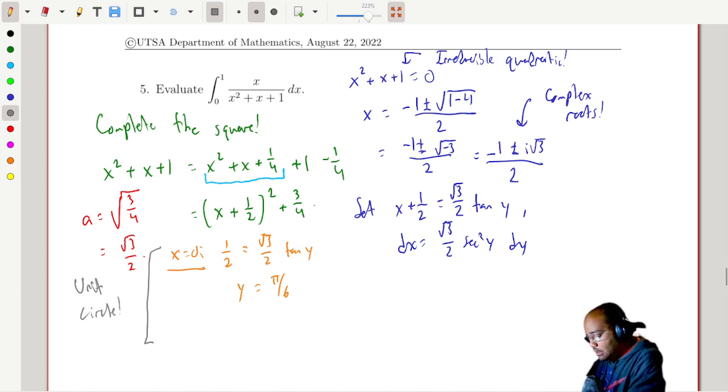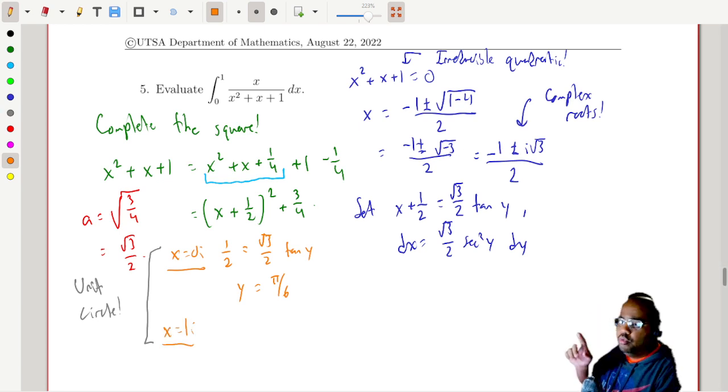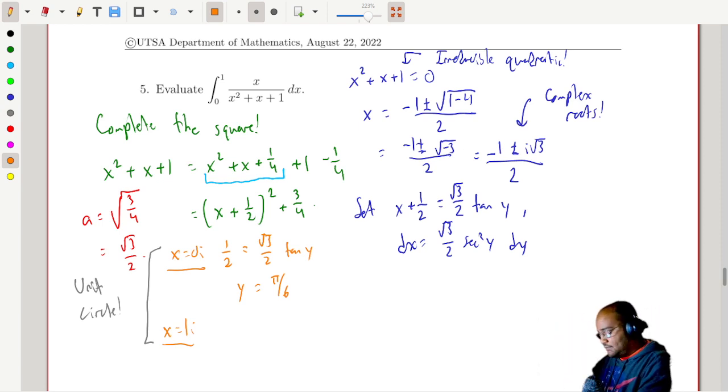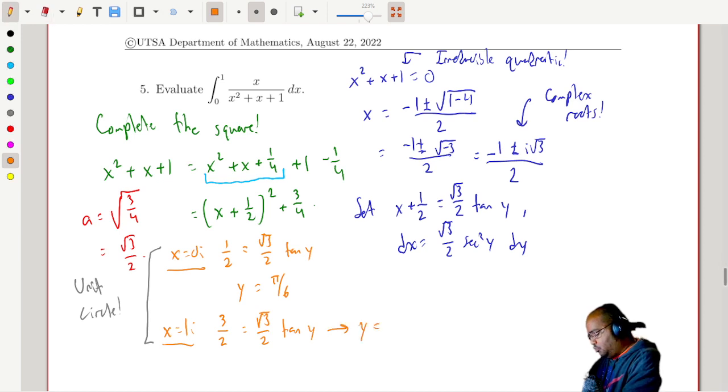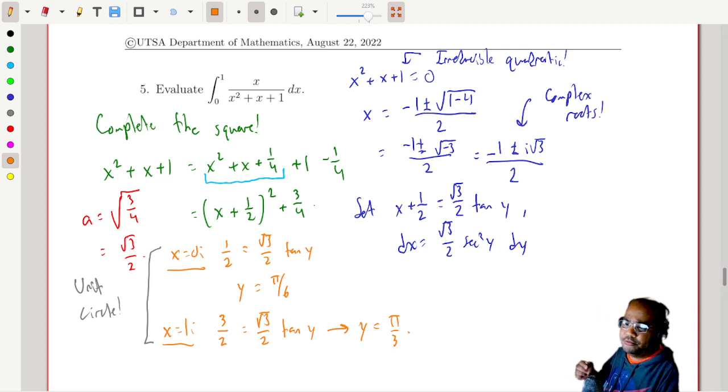All right, now for x equals 1, something similar. 1 plus 1/2, we plug that into our substitution up there. So 1 plus 1/2 is 3 over 2 equals square root of 3 over 2 tangent of y. So that means y, when we do the work here, I'll spare the details, that's for you. y is pi over 3.